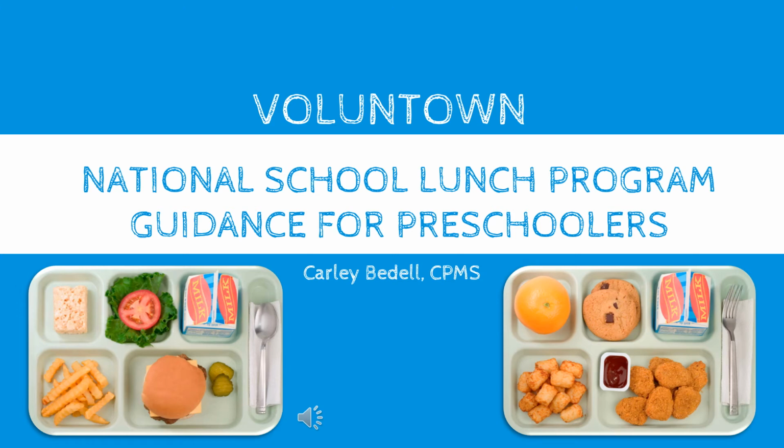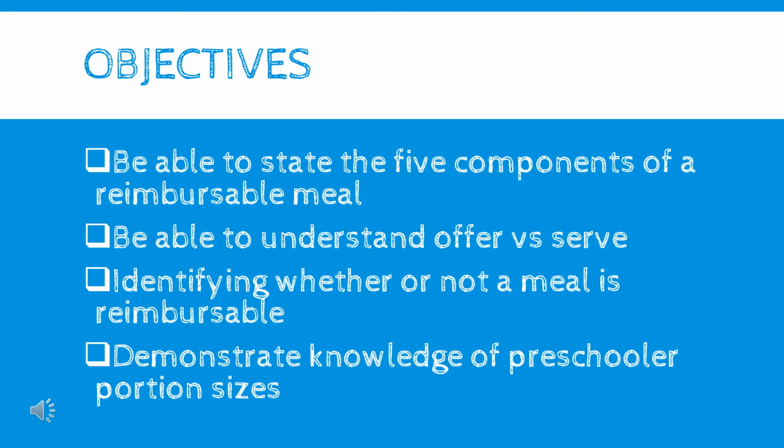For today's lesson, we will be going over the National School Lunch Program guidance for preschoolers. Today's learning objectives are to be able to state the 5 components of a reimbursable meal, be able to understand offer versus serve, to identify whether or not a meal is reimbursable, to demonstrate knowledge of preschooler portion sizes.